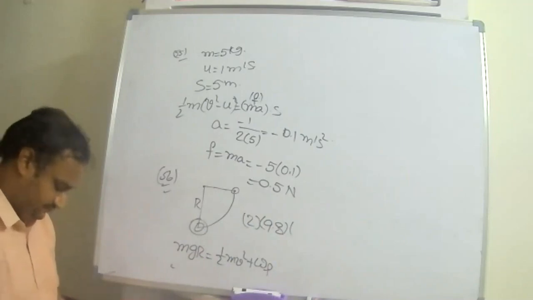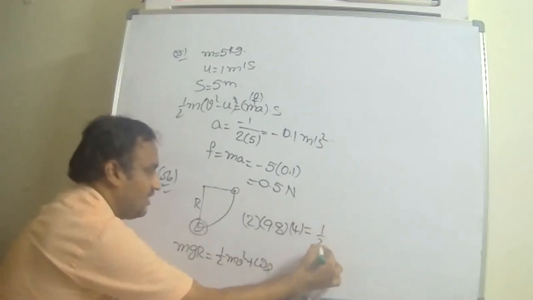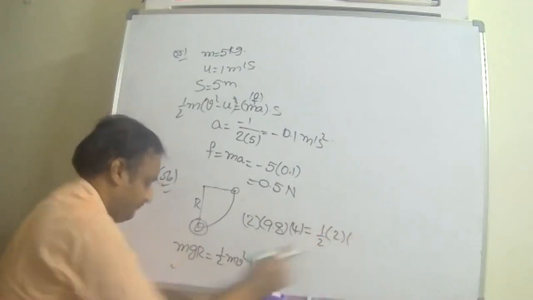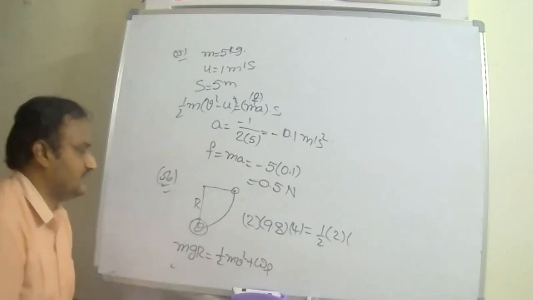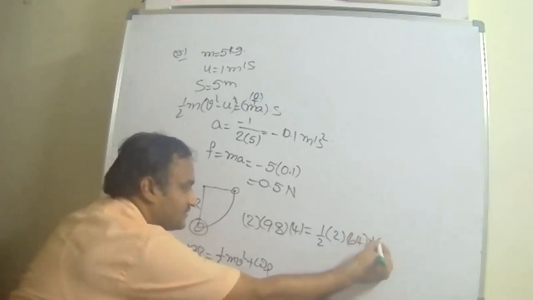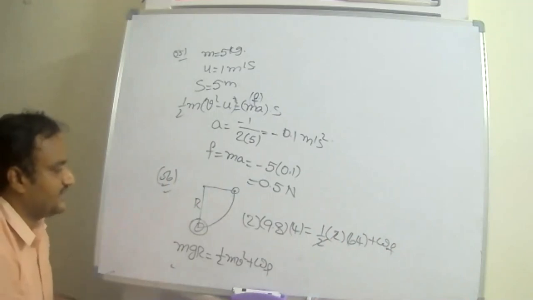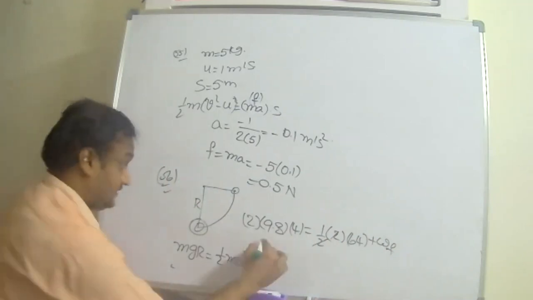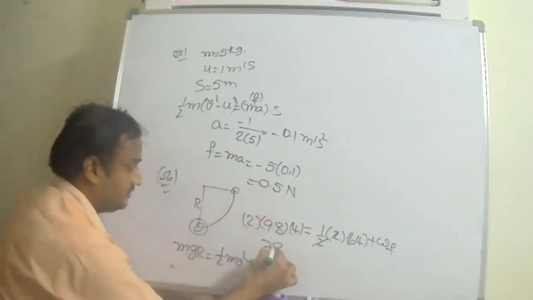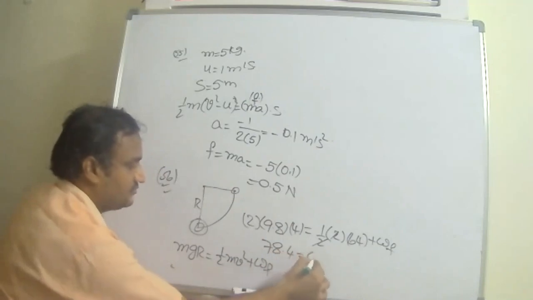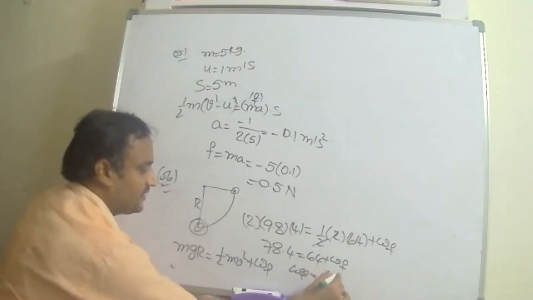What radius is given? 4 meters. That is equal to half m v square. V is 8 meters per second, so this is 64, plus work done against friction. So how much does this come to? 2 4s are 8, 8 into 9.8 is 78.4. Work done against friction is equal to 14.42.